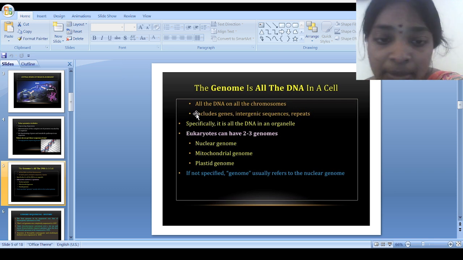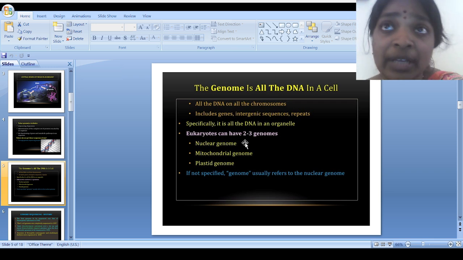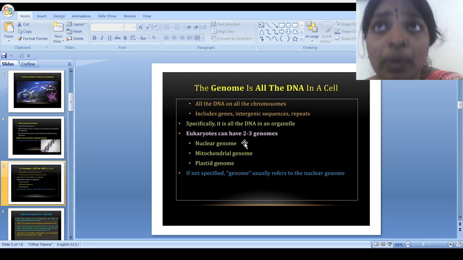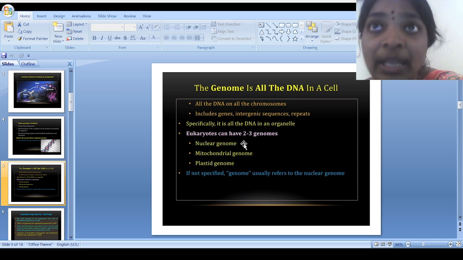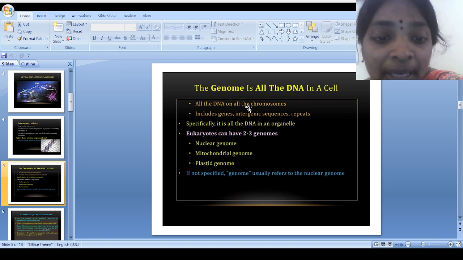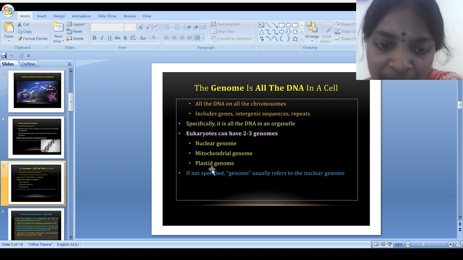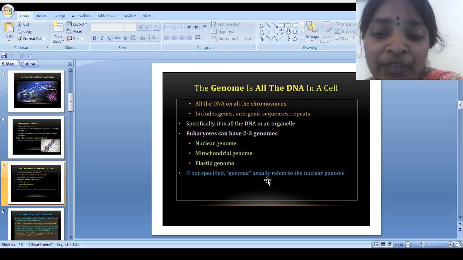That is prokaryotic. Again, we come to eukaryotic. Yeast is a good example for the eukaryotes, right? Saccharomyces cerevisiae, we can quote as one example. And all the higher organisms have this particular DNA. Eukaryotes can have two to three different types of genomes, like mitochondrial DNA and chloroplast DNA. For higher plants, I'm talking about higher plants, they have cpDNA, that is chloroplast DNA. If you talk about higher organisms like animals, they have mitochondrial DNA, right? They have nuclear DNA, mitochondrial DNA, and plastid DNA. Clear? Where it is not specified, the genome usually refers to the nuclear genome.